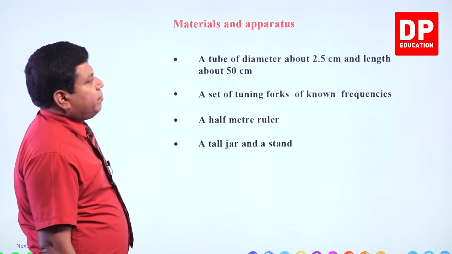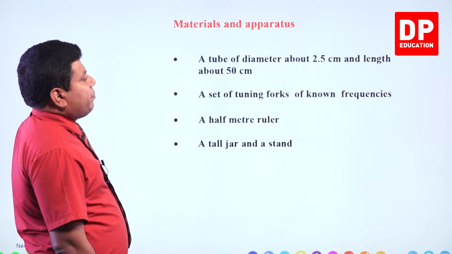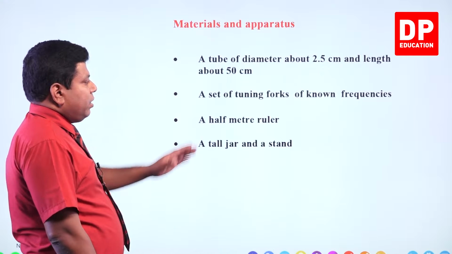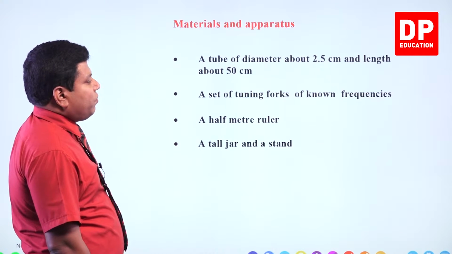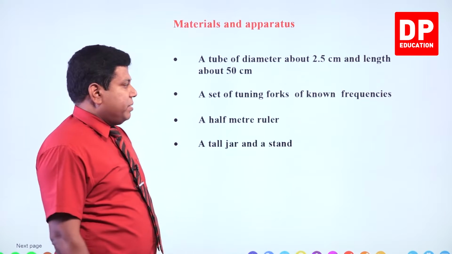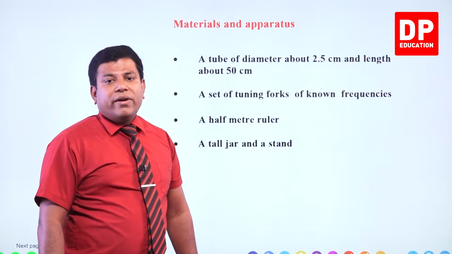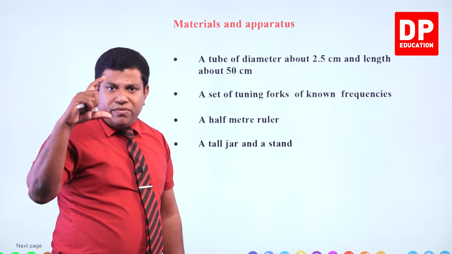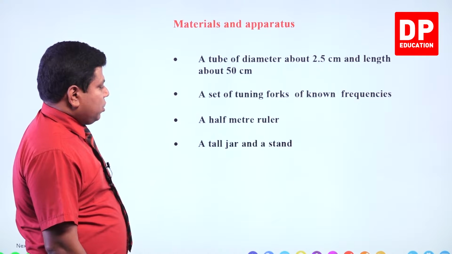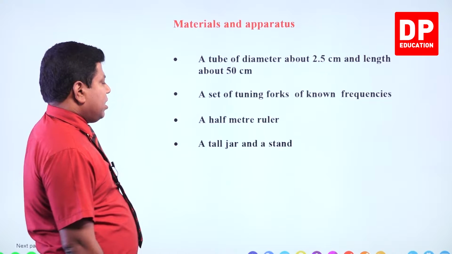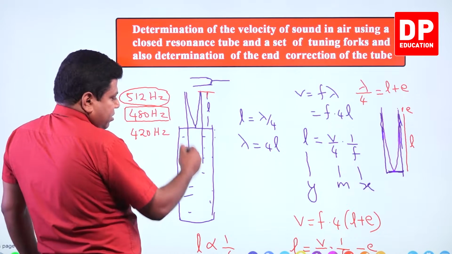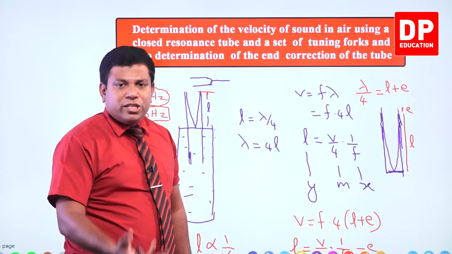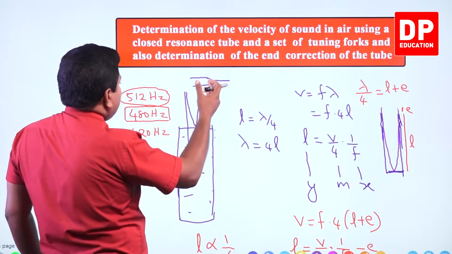Look at the materials and apparatus required for this experiment. A tube of diameter about 2.5 centimeter and length about 50 centimeter. A set of tuning forks of known frequencies. We should know the frequencies, because when you draw the graph, 1 over f is going to be the x-axis. A half meter ruler to measure the length of resonance. A tall jar and a stand. A tall jar is for this. This is the jar, you know that. That is also another PVC pipe, but we call it a jar with water. And a stand to fix these.